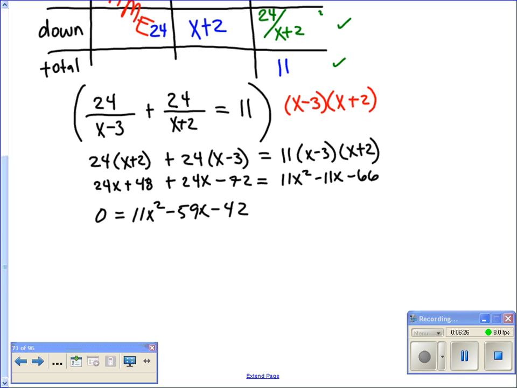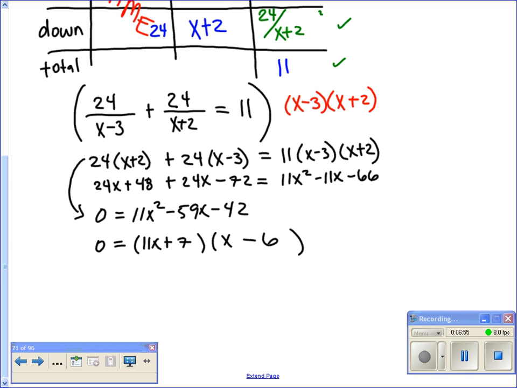Now this would be a good time to pause the video and make sure that you could get from this step to this step by taking care of your algebra. Okay, so once we're there, it's factoring. We could also use a calculator to find our x-intercepts. We could use the quadratic formula. In this case, it does factor, so that's what I'm going to do. It's going to factor as 11x plus 7 times x minus 6, right?